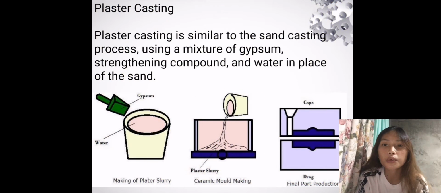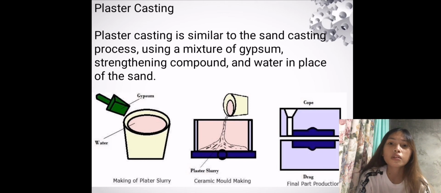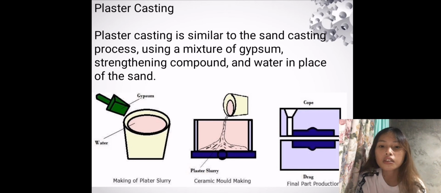And let's proceed to plaster casting. Plaster casting is similar to the sand casting process, using a mixture of gypsum, strengthening compound, and water in place of the sand. The picture here illustrates how plaster casting is done. The first picture is making of the plaster slurry. The materials used are gypsum and water.